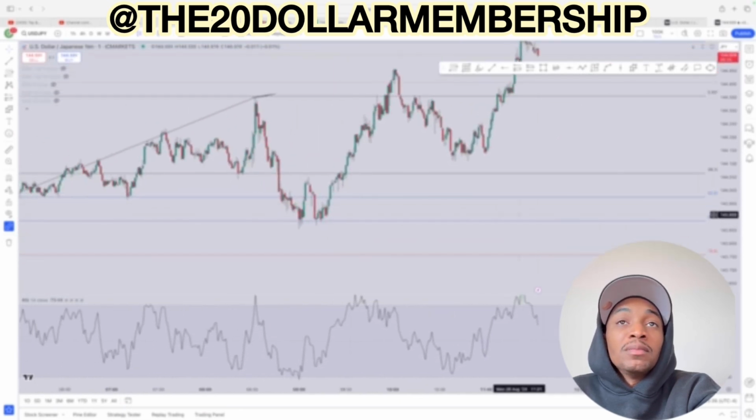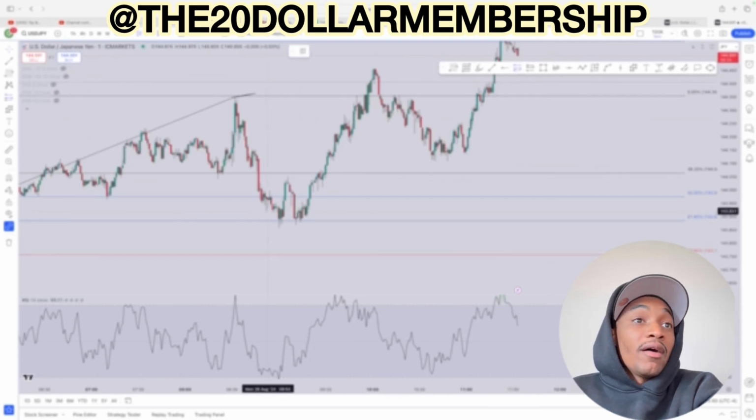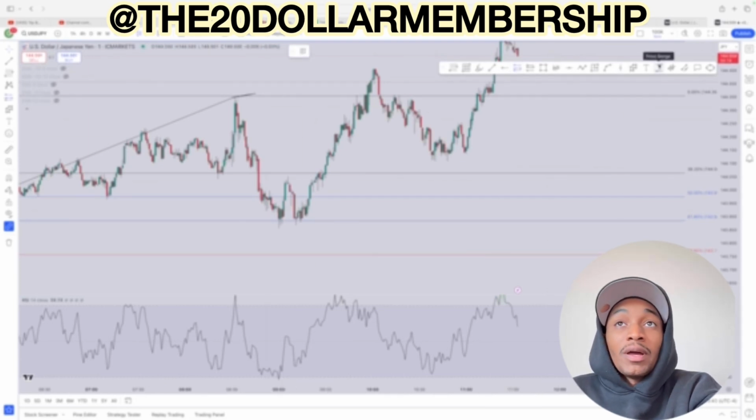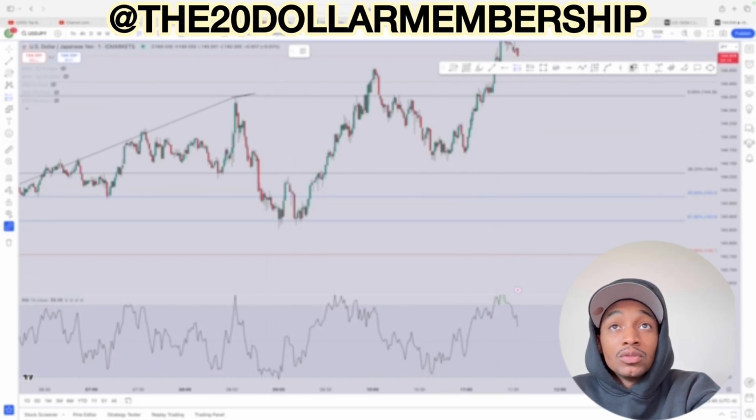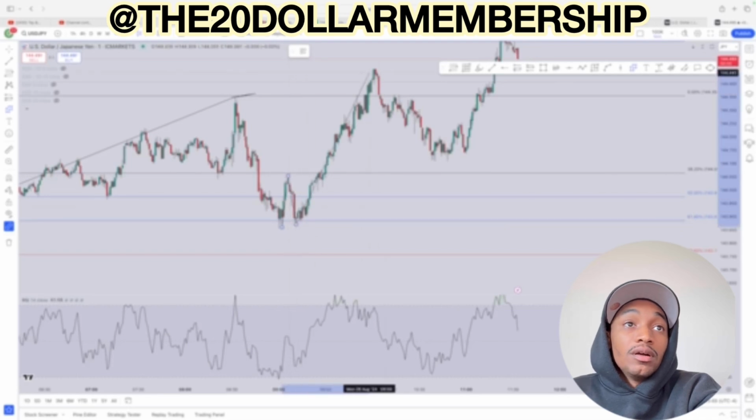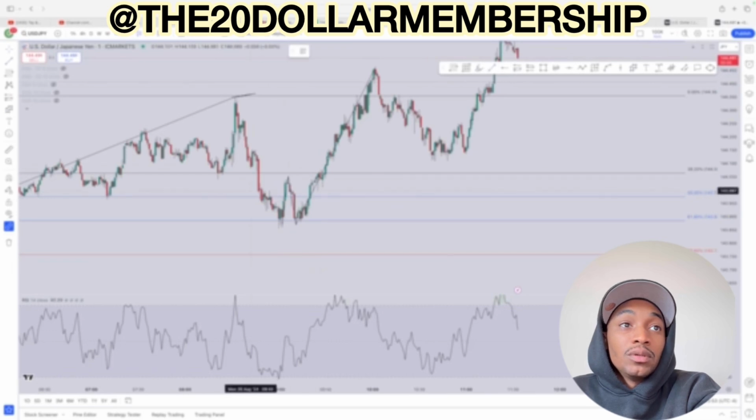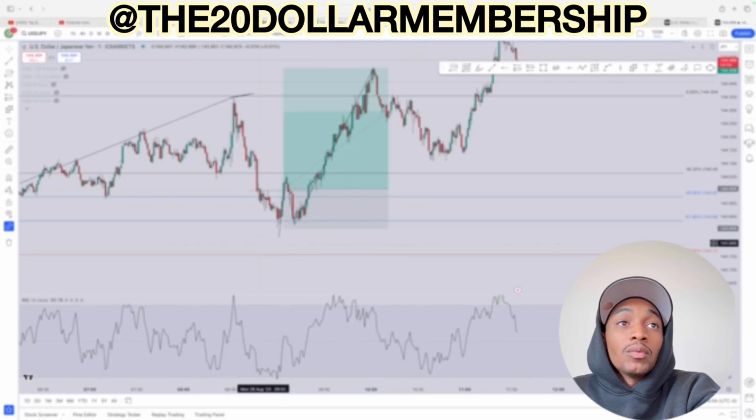So we're already at a fib level, negative 61.8, which I teach all this stuff, however I'm not going to go through that right now. So we had this impulse right here, impulse, correction, followed by this continuation. Once price broke this level, I automatically got in. So that was number one.